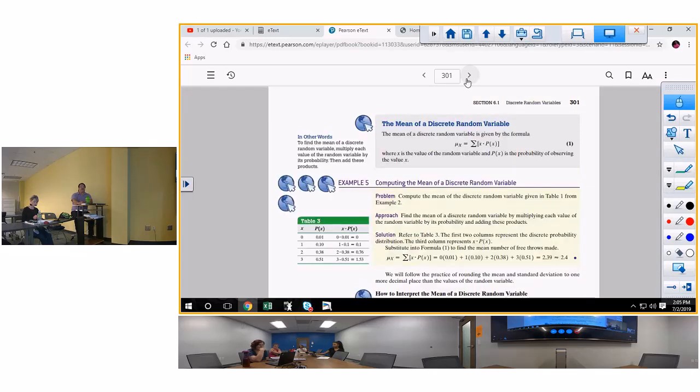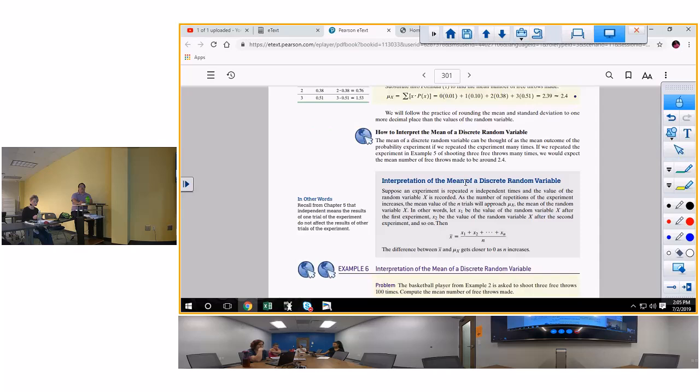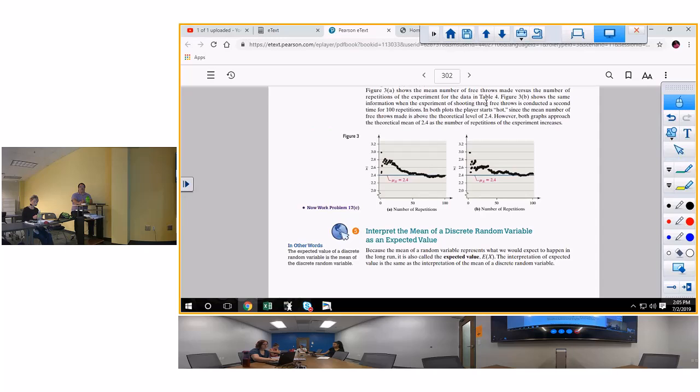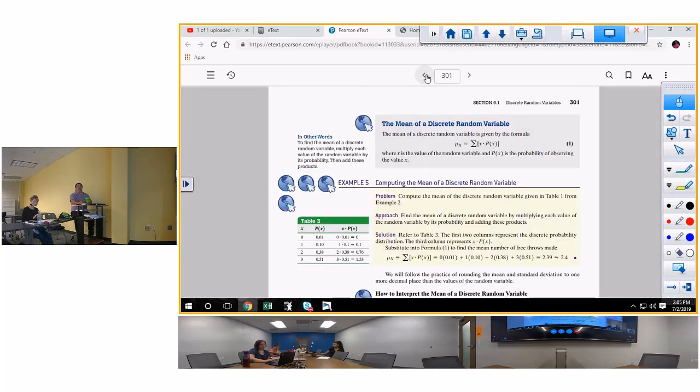All right. So the probability. I want you to read the probability distribution. Where is it? It's to the left of the question. Thank you. Compute the mean. Okay, it says the probability of 0 free throws is 0.01. Probability of 1 free throw is 0.10. The probability of 2 free throws is 0.38, and the probability that you're going to get all 3 free throws is 0.51. Does everybody understand that?